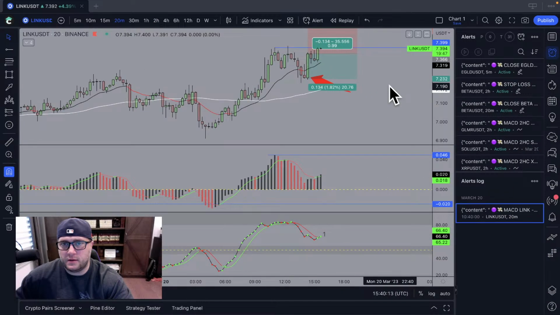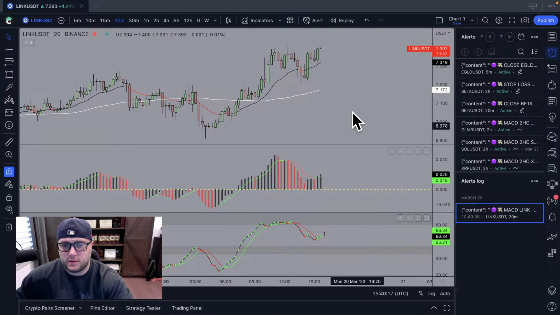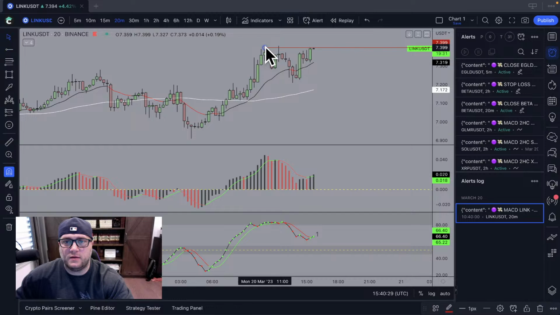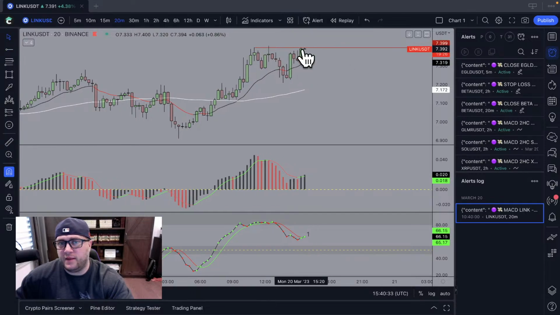Let's go look at our link on the 20-minute chart. I know why we had that marked. We had that marked because of this. Look where you're at. You're at that divergence. If we break above that divergence, we're not going to stay there. We're going to come back down and touch that divergence.